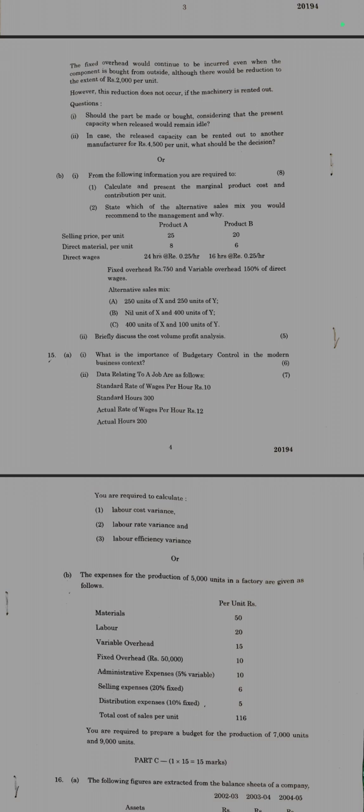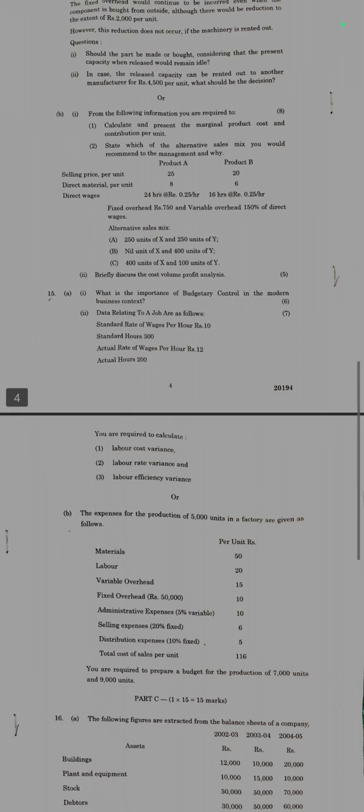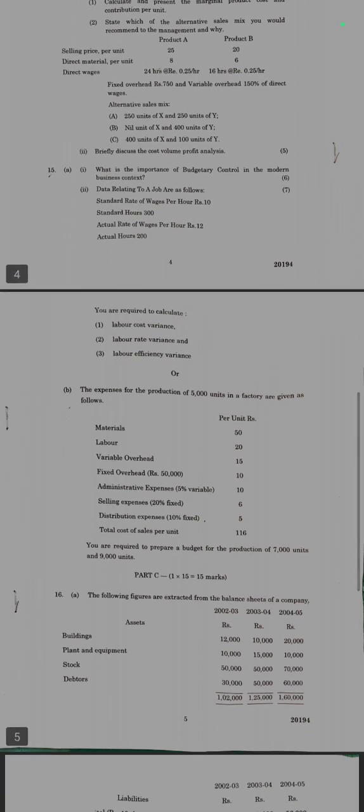Data relating to a job are as follows. Standard rate of wages per hour is 10 rupees. Standard hours 300. Actual rate of wages 12 and actual hours 200. Calculate labor cost variance, labor rate variance and labor efficiency variance. Each has an equation for labor cost, and we have to find out that equation.